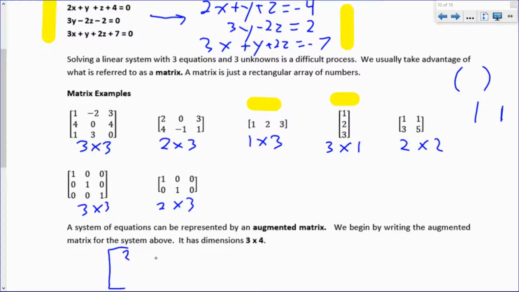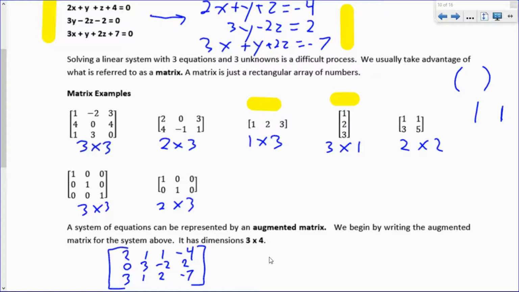2, 1, 1, -4. That's the first equation. The second equation, notice there's no x's in the second equation, so 0, 3, -2, 2. Okay. And our last equation, 3, 1, 2, -7. Now, that's a 3 by 4 matrix, and it represents those equations.